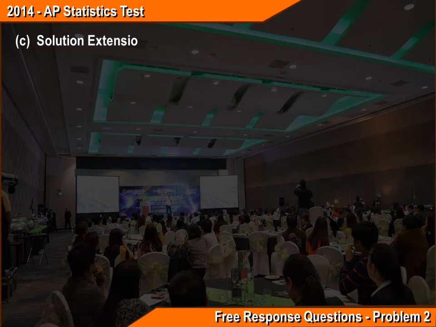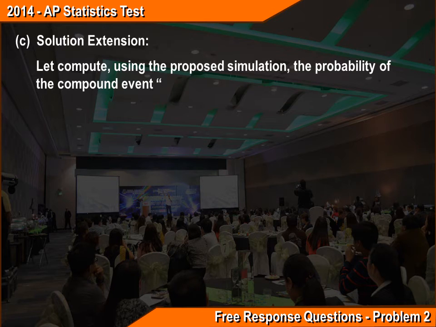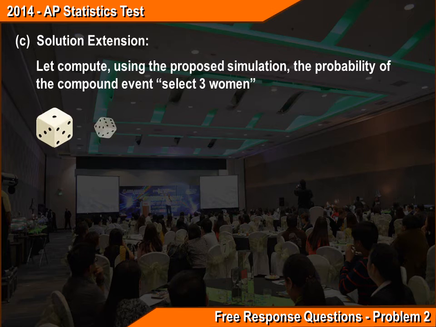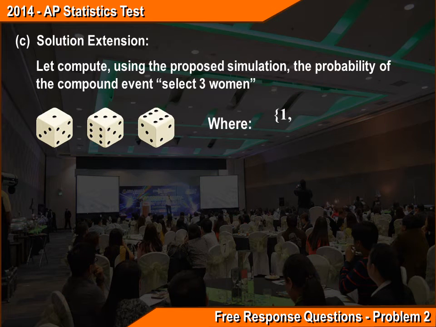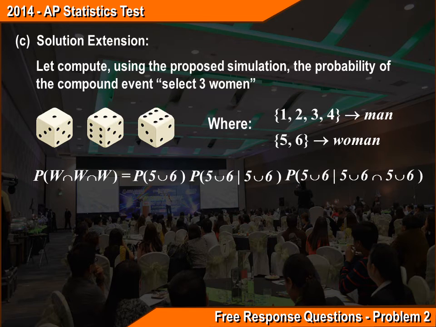Let's do some computations to clarify the previous conclusions. Let's compute, using the proposed simulation, the probability of the compound event select 3 women. We roll 3 dice, and when we obtain 1, 2, 3 or 4, we select a man, and when we get 5 or 6, a woman. The probability to select 3 women in this simulation is the probability to get a 5 or a 6 in the first roll times the probability to get a 5 or a 6 in the second roll given that we got a 5 or a 6 in the first one, times the probability to get a 5 or a 6 in the third roll given that we got a 5 or a 6 in the 2 previous ones.